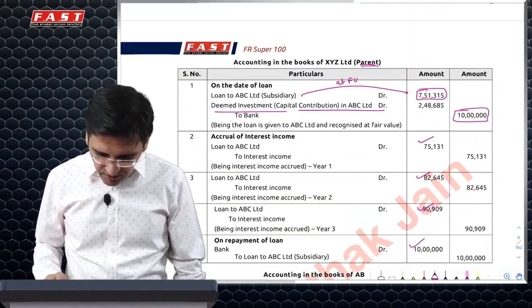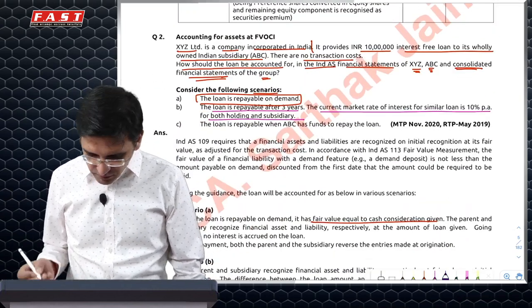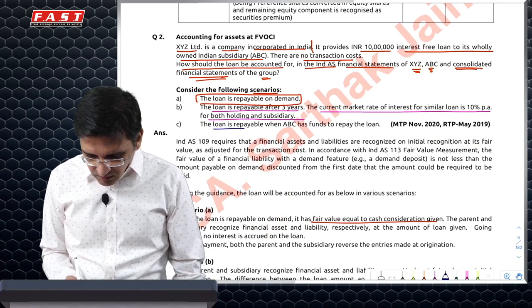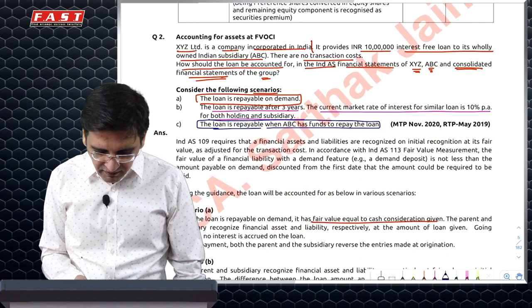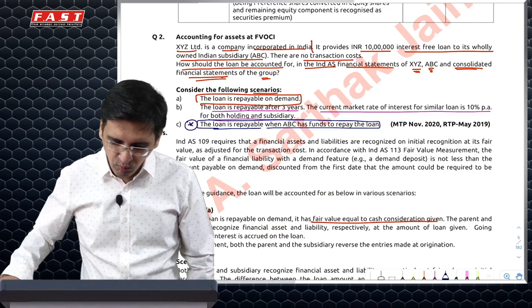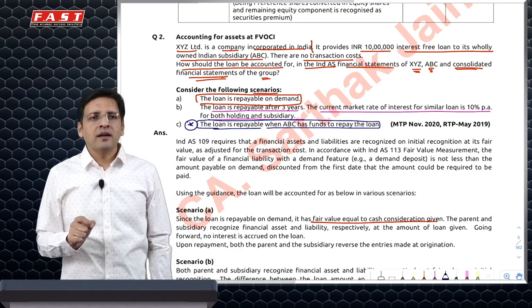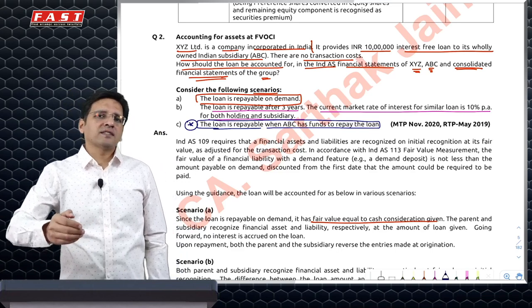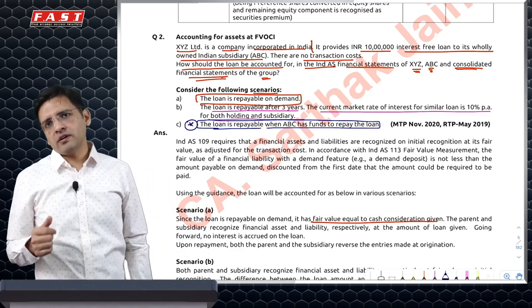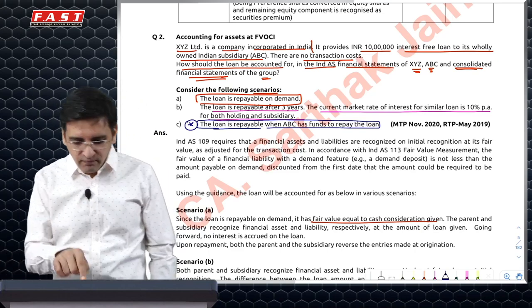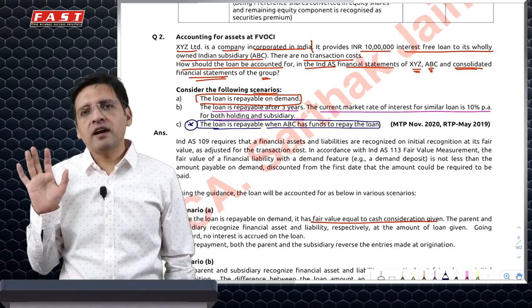Now coming on to the third scenario, and this is something which you need to be clear about: the loan is repayable when ABC has funds to repay the loan. And please be very, very clear about this particular adjustment. It does not mean that the loan is repayable on demand. I give you some money and I say, you pay me whenever you want. And I say you, I will take it whenever I want. The former one is case C. The latter one is case A. I will take it whenever I want is demand loan.